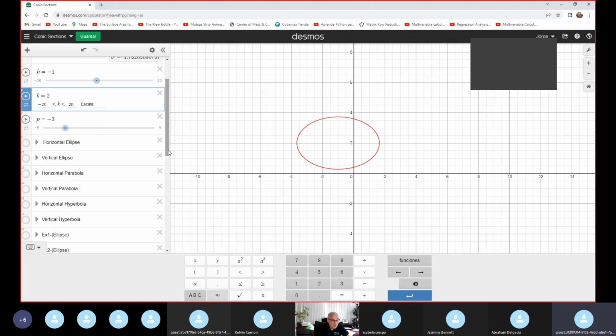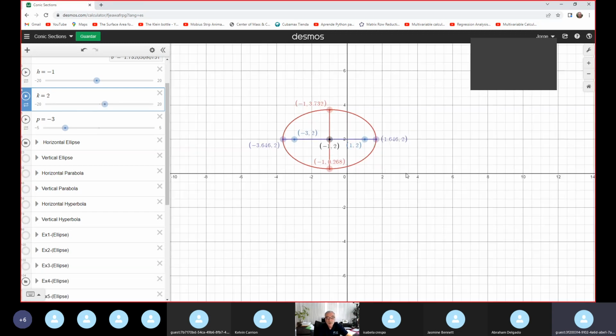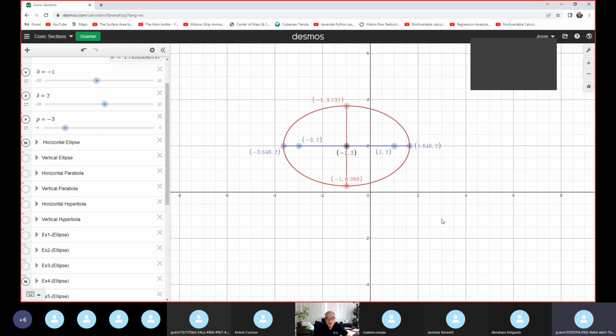And what kind of ellipse do we have? We have horizontal, no? Boom. There you go. Let me zoom to see more clearly. The center. The vertex in purple color. The endpoint of the minor axis in red color. The foci in blue color. End of story. Super easy, but super complicated.